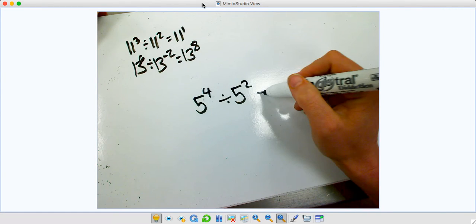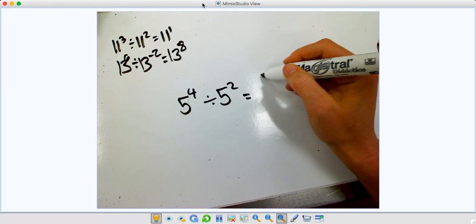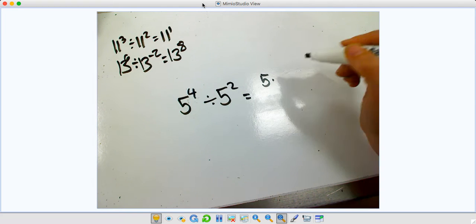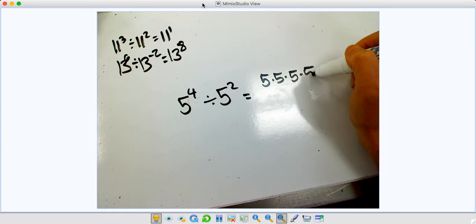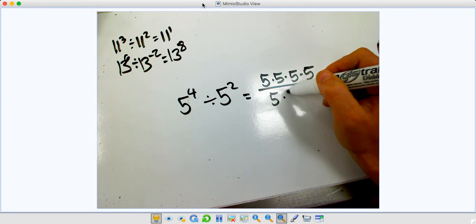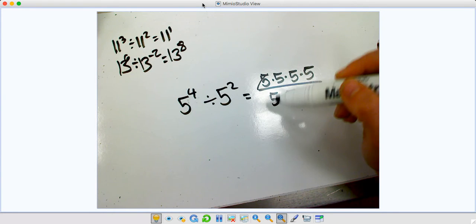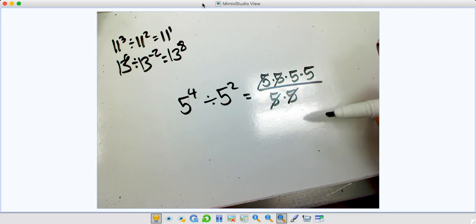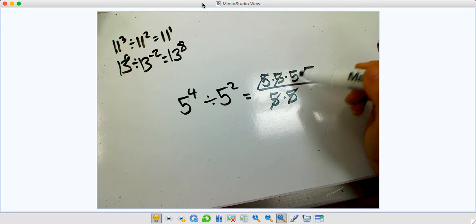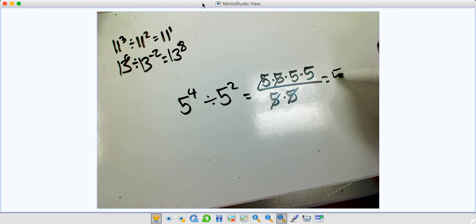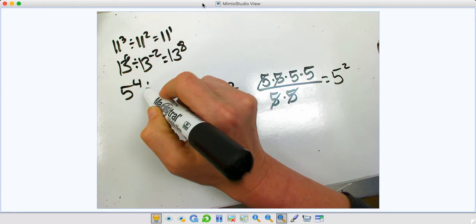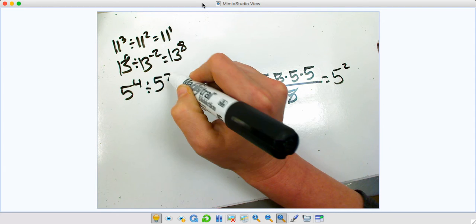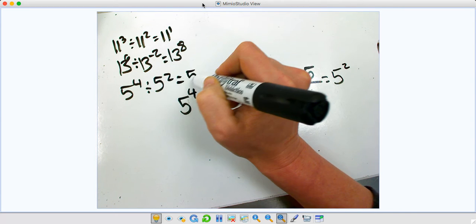Again, I'm going to put that in expanded form in fractions so that it's easy to see how the factors can factor out. 5 times 5 times 5 times 5 over 5 times 5. Now I know that 5 divided by 5 is 1, 5 divided by 5 is 1, and I'm left with 1 on the bottom and 5 times 5 on the top, which, if we simplify that, is 5 squared. So now I have 5 to the 4th divided by 5 squared, which gives me 5 squared.